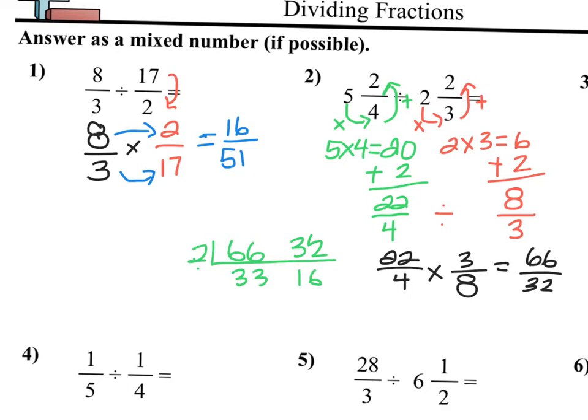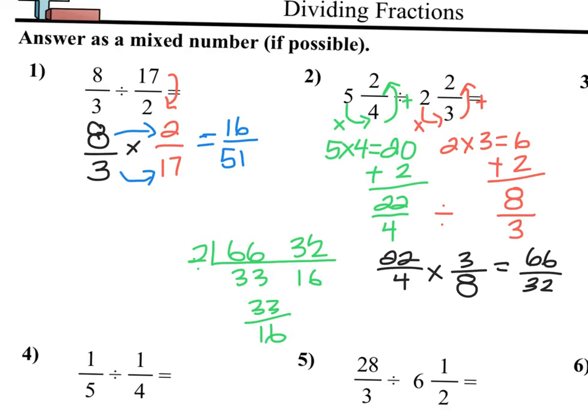All right. We know that 2 won't work. They both don't end in 2. 3 won't work for 16. 4 won't work for 33. 8 won't work for 33. 5 won't work. I think that's as good as we're going to get. So our fraction right now is going to be 33 over 16.